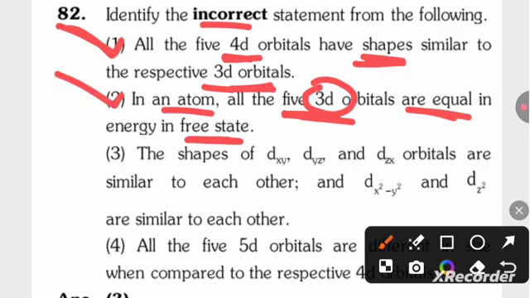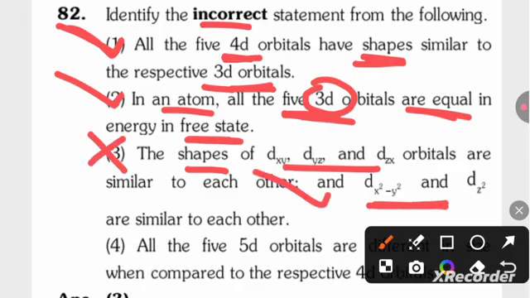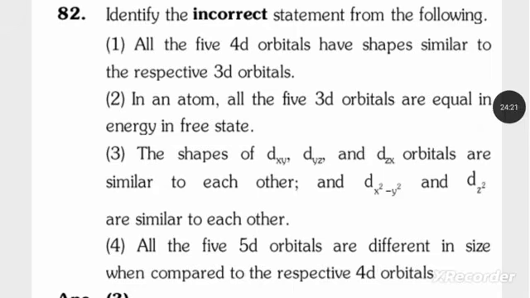The shapes of the dxy, dyz and dxz orbitals are similar to that of dx square minus y square and dz square. This is the incorrect statement because all the 5 d orbitals do not have the same shape. So option 3 is the incorrect statement.